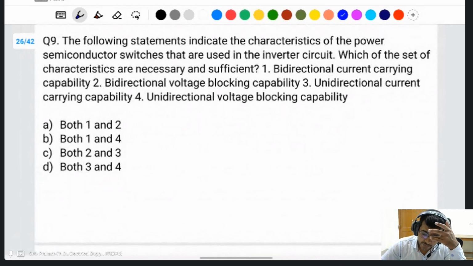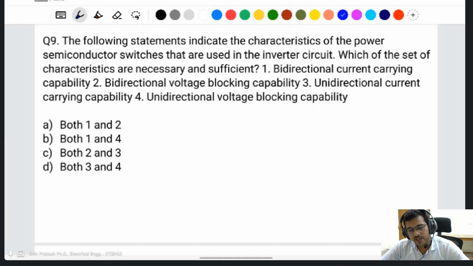The following statements indicate the characteristics of the power semiconductor switches that are used in the inverter circuit. Which set of characteristics is necessary and sufficient? First one is bidirectional current carrying capability. Second one, bidirectional voltage blocking capability. Third one, unidirectional current carrying capability. Fourth one is unidirectional voltage blocking capability.